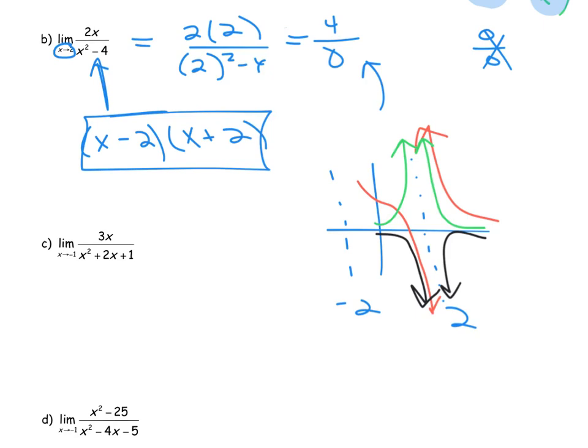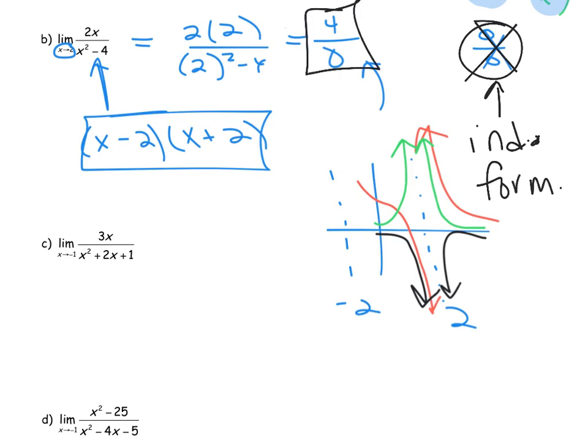So because I plugged in with direct substitution and I did not get 0 over 0, this would have been that indeterminate form. I ended up getting something that's undefined. Because I got something that's undefined, now what we need to do is check both the left and the right hand limits. So stay with me here.